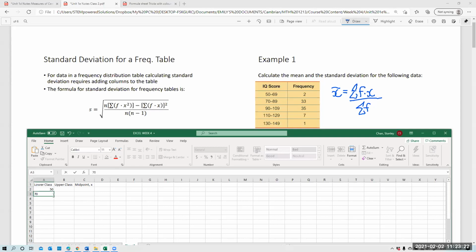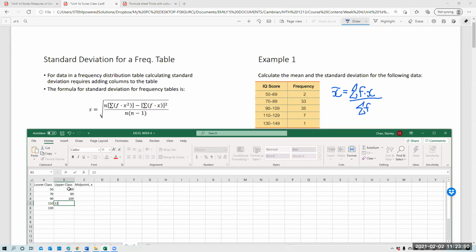50, 70. So I'm just entering all my lower classes right now. 110, 130. So I'm entering all of my lower classes. Now I'm going to enter my upper classes of my intervals. So these are all on the right-hand side of my IQ scores. So my upper class is 69, 89, 109, 129, and 149.